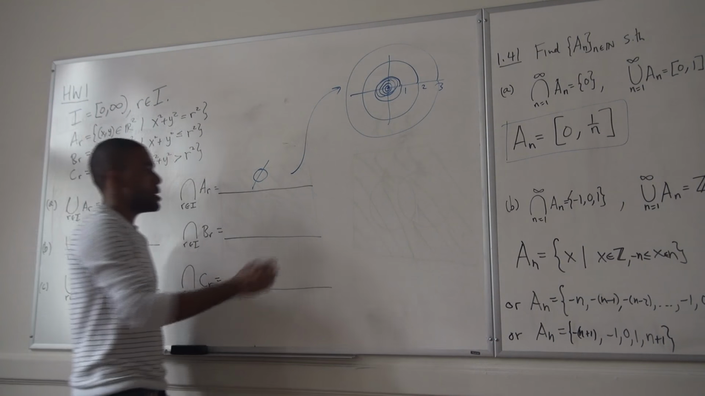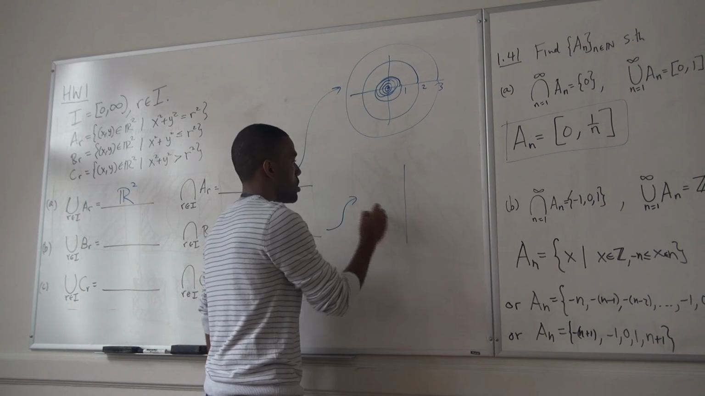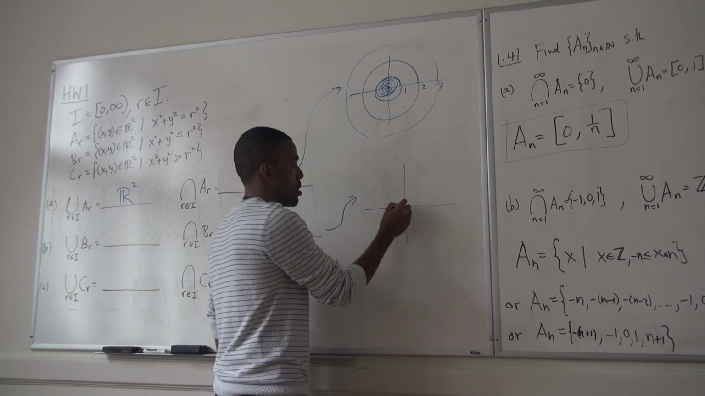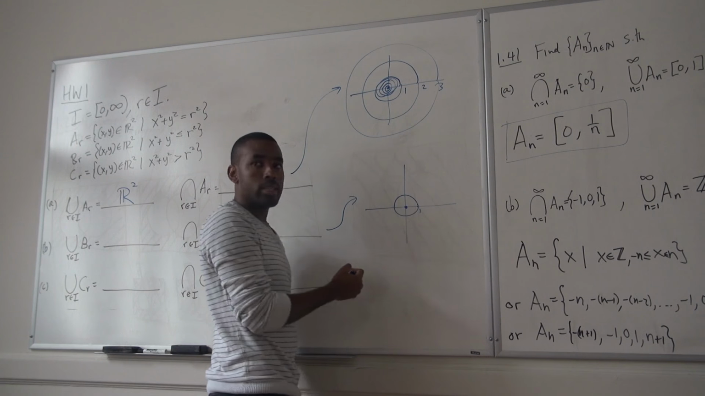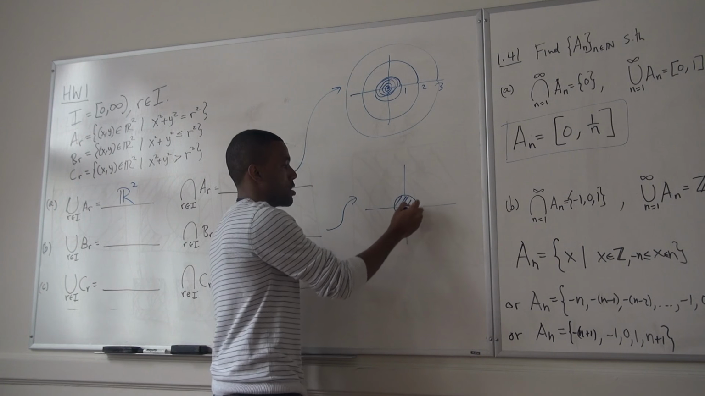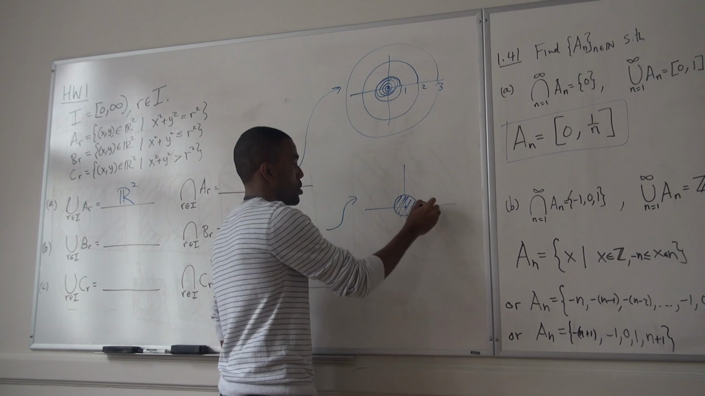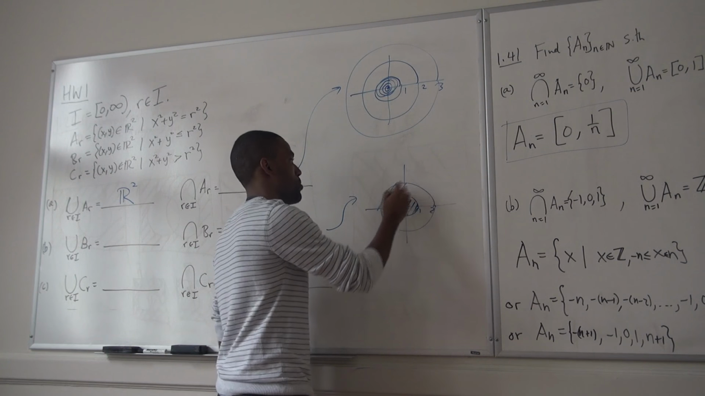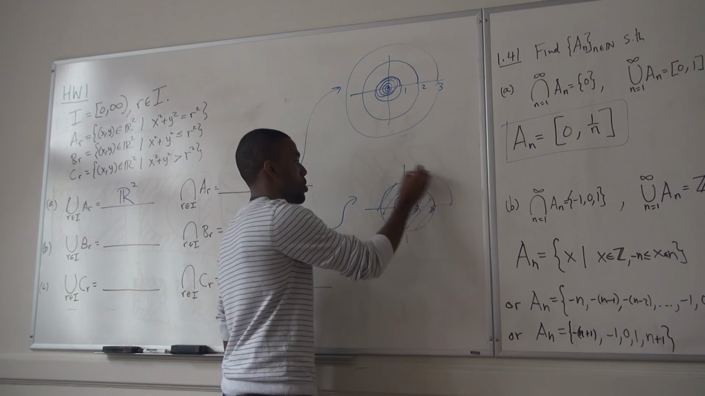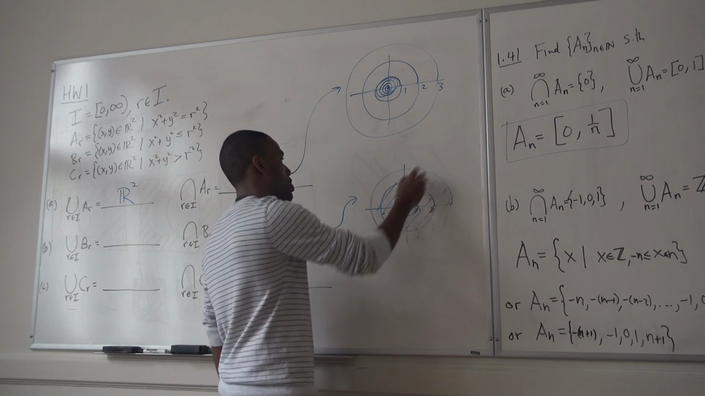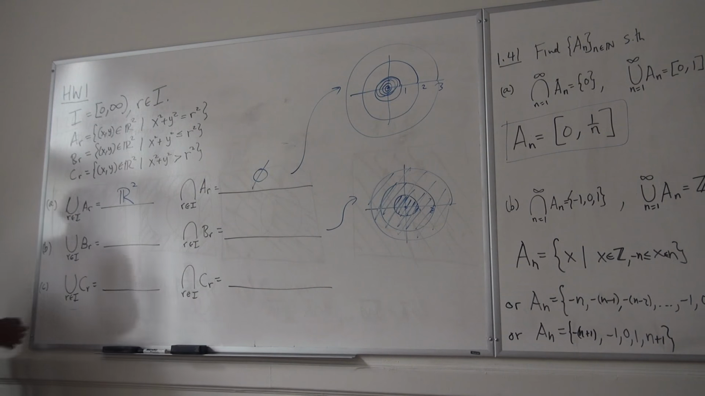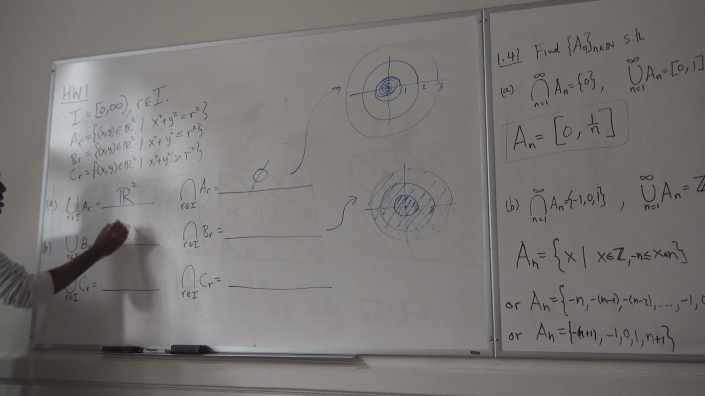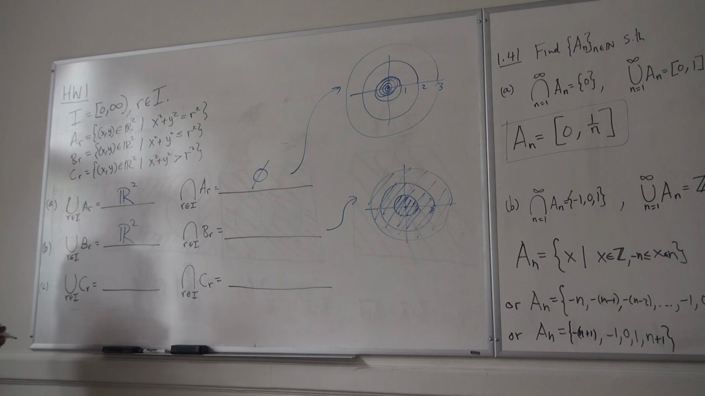However, in B, the situation is slightly different. So r equals 0 would be here. If I say r equals 1, it not only takes that circle, but it fills in everything on the inside. r equals 2 would take that circle, but it would fill in everything on the inside. And so on and so forth. So we're getting larger circles, but now we're filling in everything. Right? So what's the union? R2. Again, it's R2. What's the intersection?